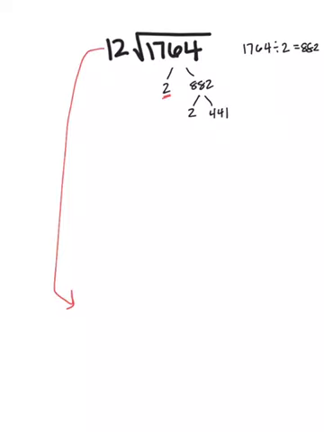2 can't go into 441 because it's not even, so I'm going to try 3. So in my calculator, I'm typing 441 divided by 3. And I get 147. So this would be 3 and 147. 2 can't go into 147 because it's not even, so I'm going to try 3. 147 divided by 3. And I get 49. So 3 times 49. And then 49, 7 times 7.